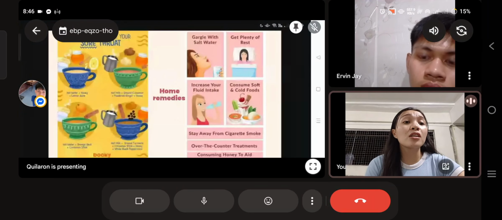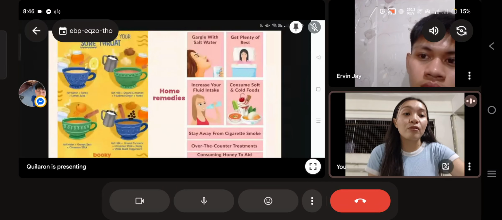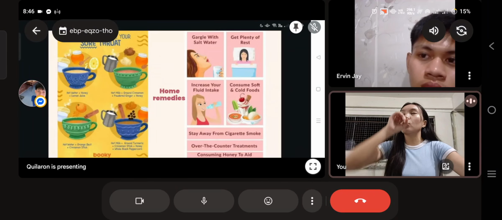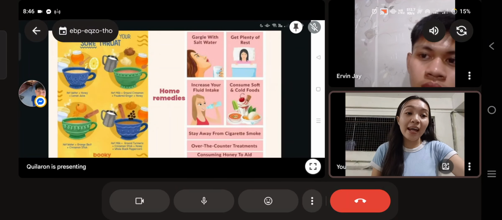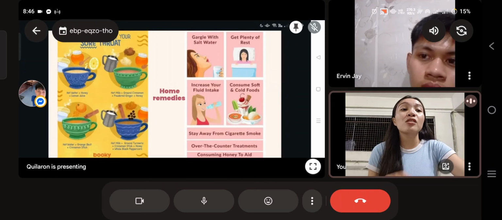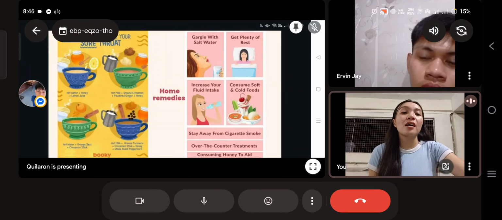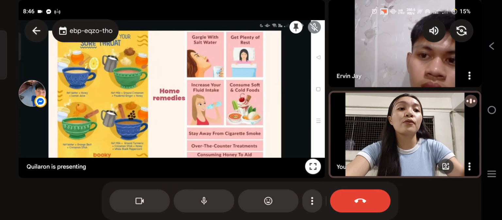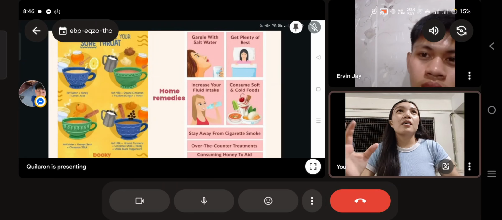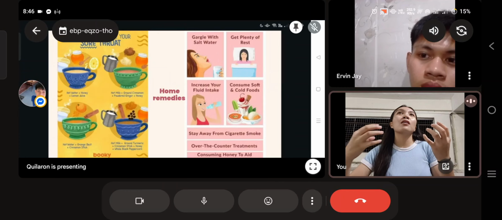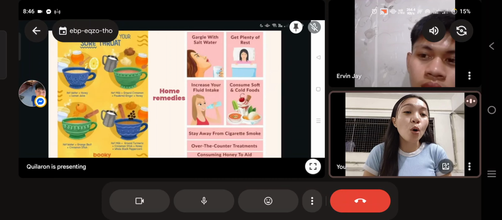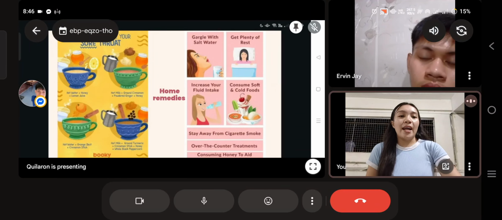Also, you may gargle with salt, get plenty of rest, increase your fluid intake. So you need to drink a lot of water and consume soft and cold foods. When you experience tonsillitis, you have to consume foods that will not cause irritation to your inflamed tonsils. Stay away from cigarette smoke, use over-the-counter treatment, and consume honey to aid.